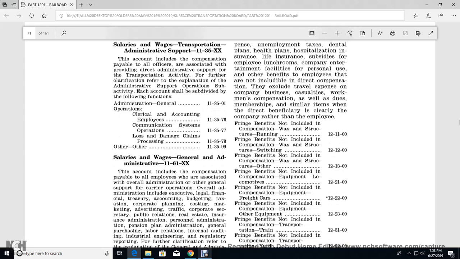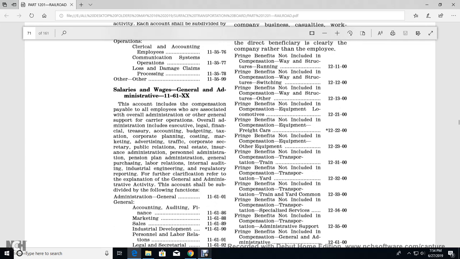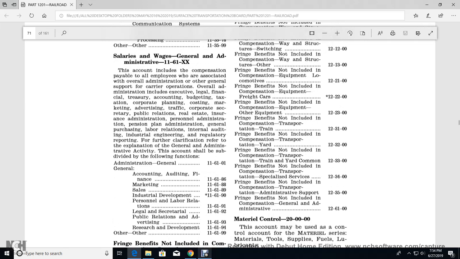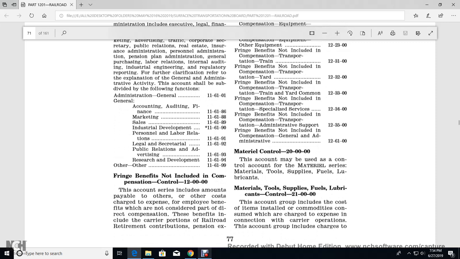Fringe benefits does not include the compensation of equipment or other equipment. Fringe benefits does not include the compensation of transportation: train, yard, train and yard, specialized services, administrative support, and general administration.